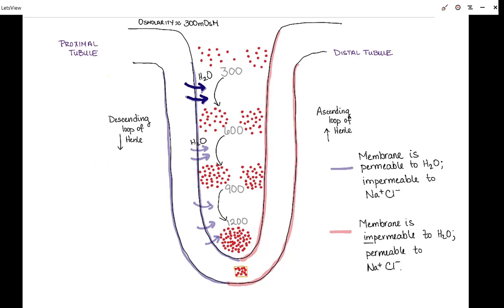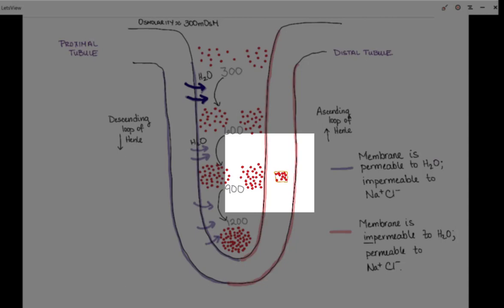Okay, so let's start taking that filtrate back up. And this time, salt is going to be allowed to move, while water will not. So as I take this back up, remember that the gradient in here right now is 1200 compared to a gradient of 900. So what's actually going to happen is some of my salt is going to move this way and be reabsorbed. So let me go ahead and draw that. I'll remove some salt from here and put it over here.